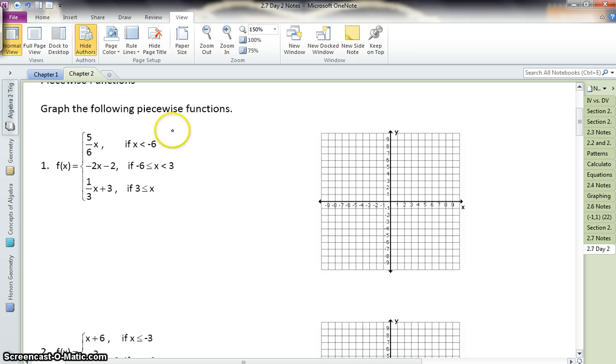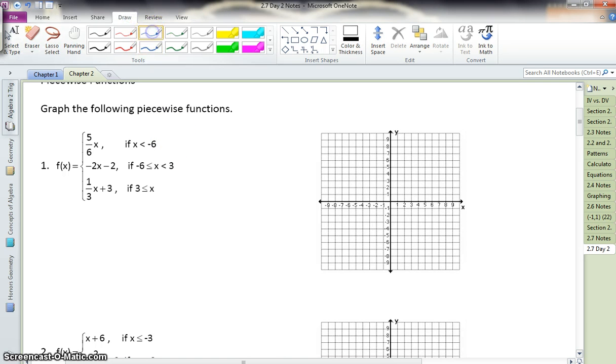So, looking at our first one here, we're only going to do one example, and we'll be sure to review it the next day in class. So I have y equals 5/6 times x. Now, remember our vital point again, it says if x is less than -6. So when x is -6, y equals, well, 5/6 times -6 would be -5. So we're going to have an open dot at -6, -5.